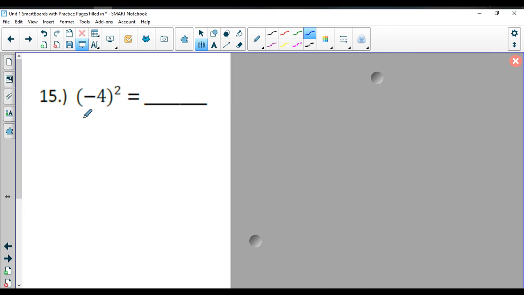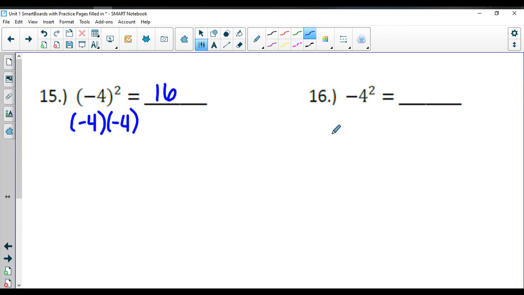For question 15, you might have to reference our order of operations page notes again, but if you remember, -4 in parentheses squared means that you're doing this, -4 times -4, which is a +16. Go ahead, take a minute, look at question number 16.